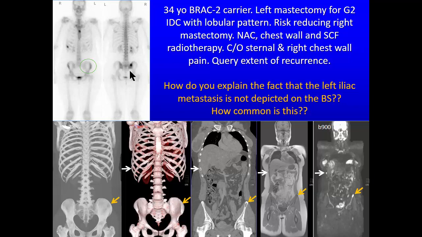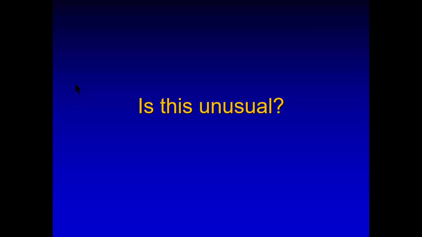But what I'd like you to do today is to concentrate on this left iliac bone lesion. Here it is as an area of osteolysis. Here it is on a B900 image, but not really visible on the bone scan. Now, why did that happen? Why did that happen, and is it unusual?